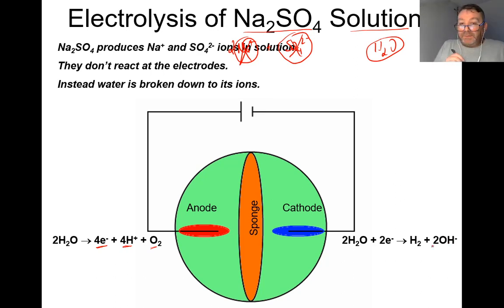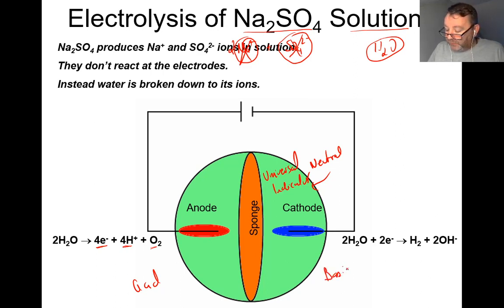Okay, now here's what I want to show you. First of all, the green color here is universal indicator. Now, the universal indicator, when it's neutral, is green. But notice what's happening around the anode and around the cathode. It's beginning to change from green to red, which means there are acidic properties over here around the anode, and then around the cathode it's beginning to turn purple, which means we're beginning to see basic properties of the solution around the cathode. Now, why is that the case?